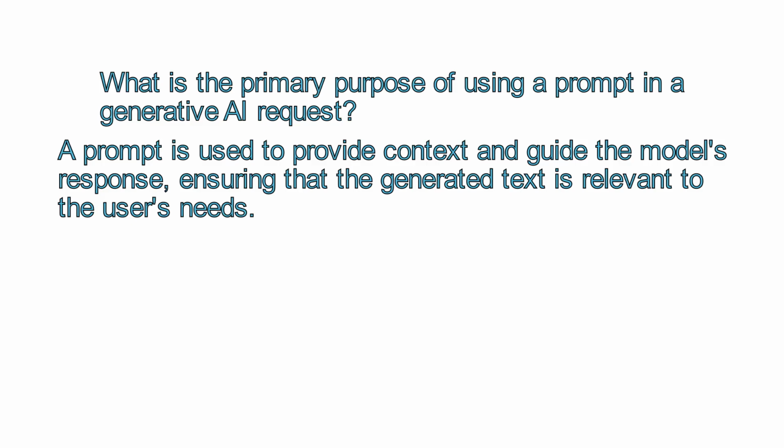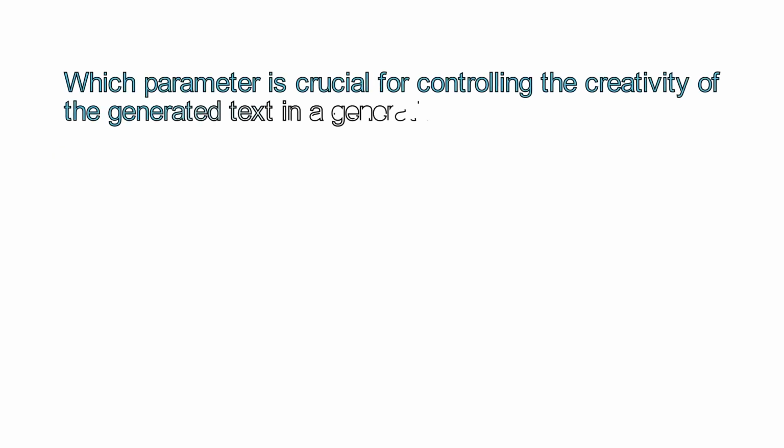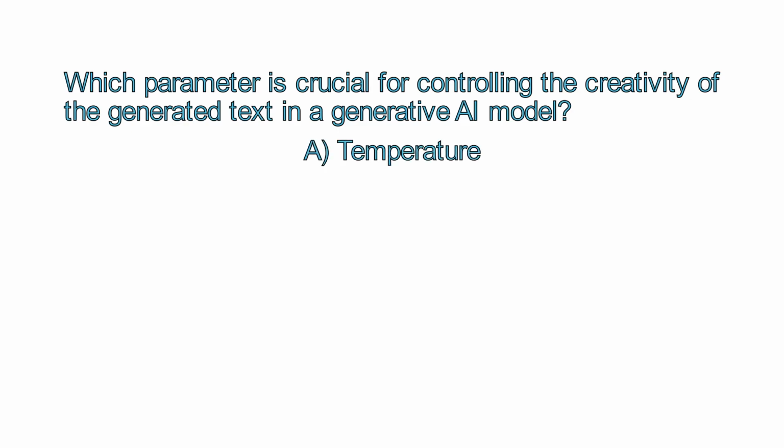the user's needs. Which parameter is crucial for controlling the creativity of the generated text in a generative AI model? A. Temperature. B. Latency. C. Throughput. D. Bandwidth.